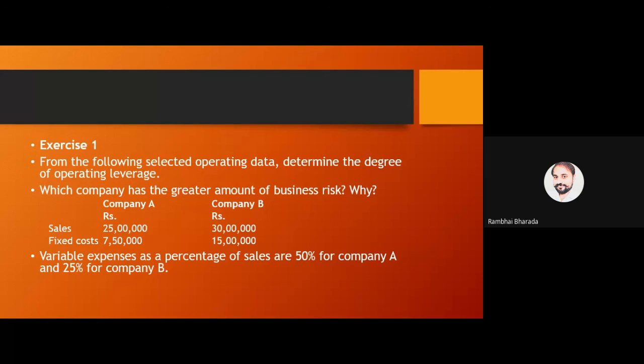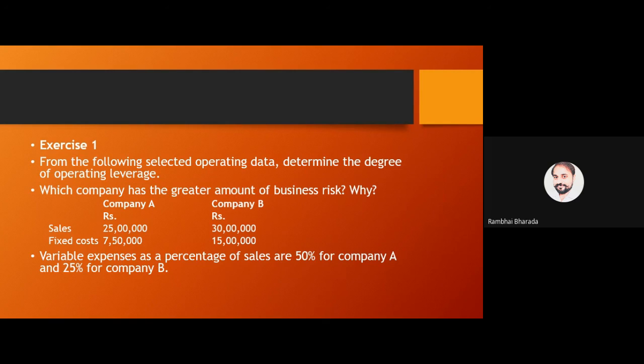Are we clear about this? Any doubt, any query? Just a quick revision. Operating leverage represents the relation between sales and profit, changes in sales and changes in profit. It helps us to determine the proportion of fixed cost and variable cost in the company. It will represent the risk of the company, specifically business risk. If the degree of operating leverage is high, the company has more risk, and if the degree of operating leverage is low, the company has low risk.